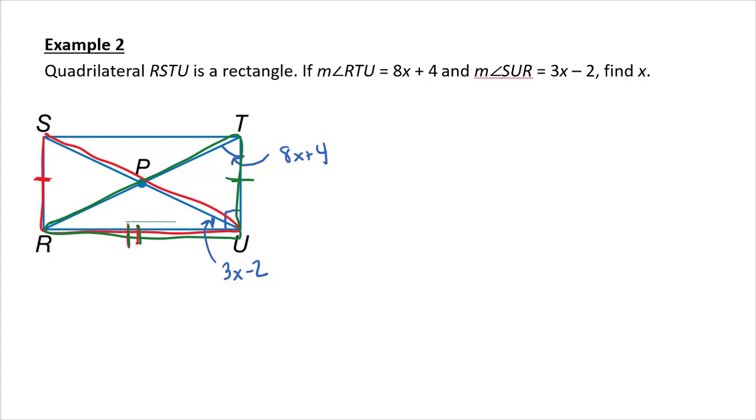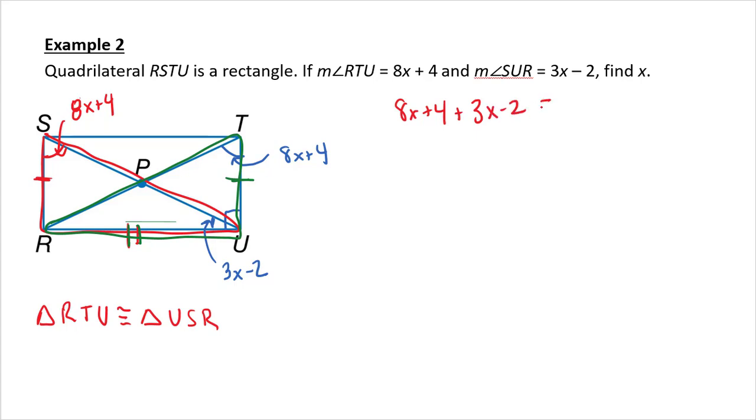Let me write it down for you. Triangle RTU is congruent to triangle USR. Okay, so that tells me that angle T up here is congruent to angle S. So this angle up here is also 8x plus 4. That tells me that 8x plus 4 plus 3x minus 2 has got to equal 90. So I have 11x plus 2 is equal to 90. 11x is equal to 88. x is equal to 8. That took a little bit of work on that one. You had to kind of recognize a few things.